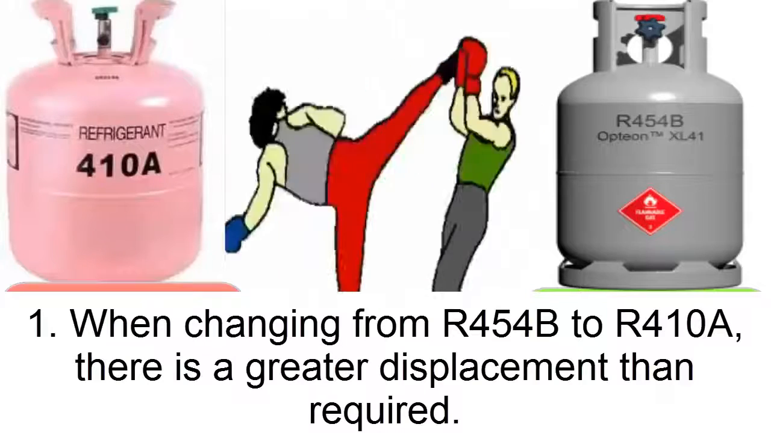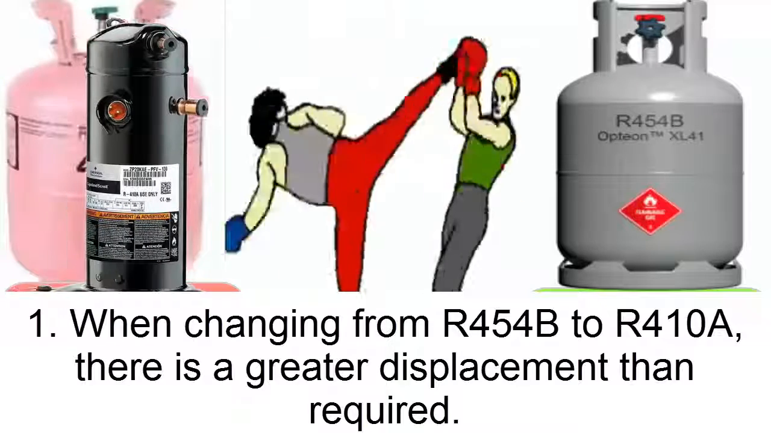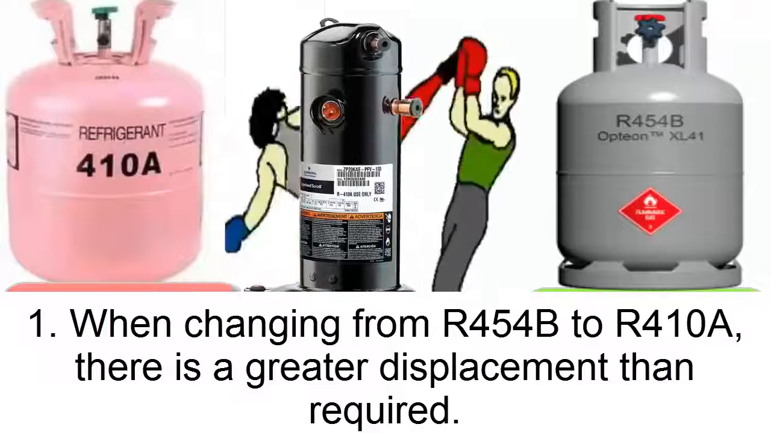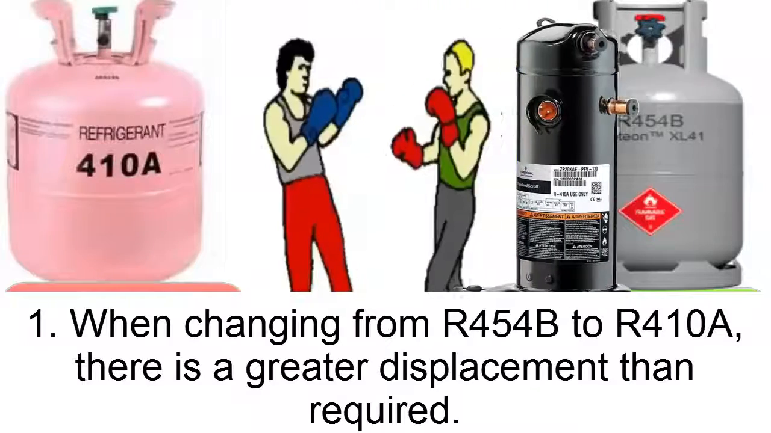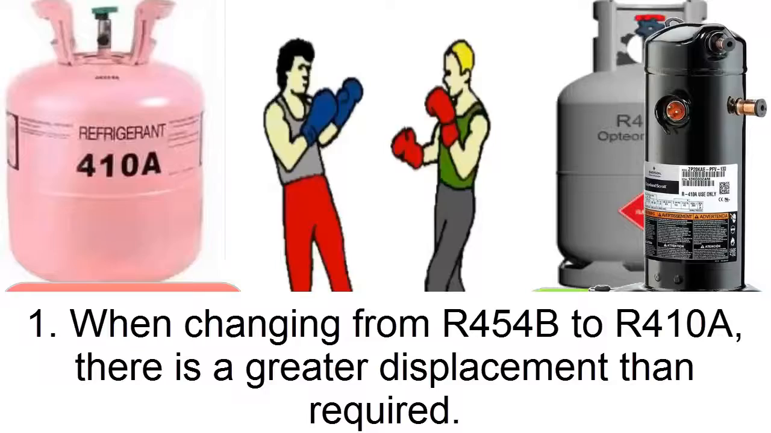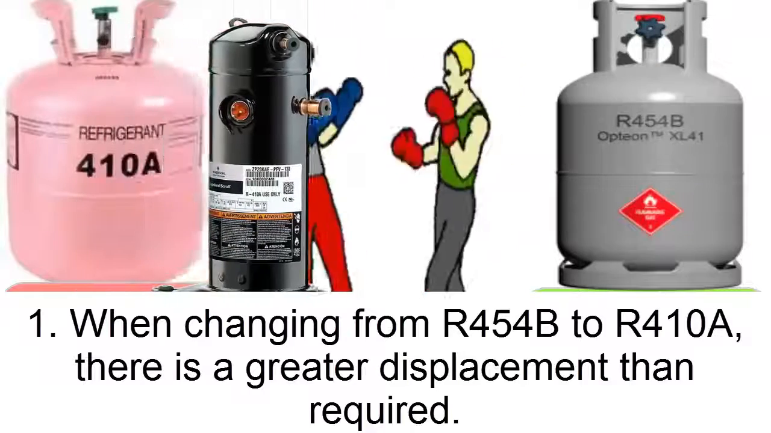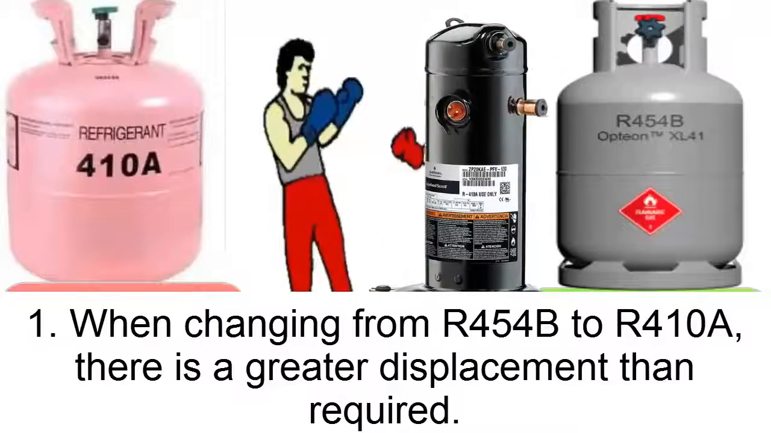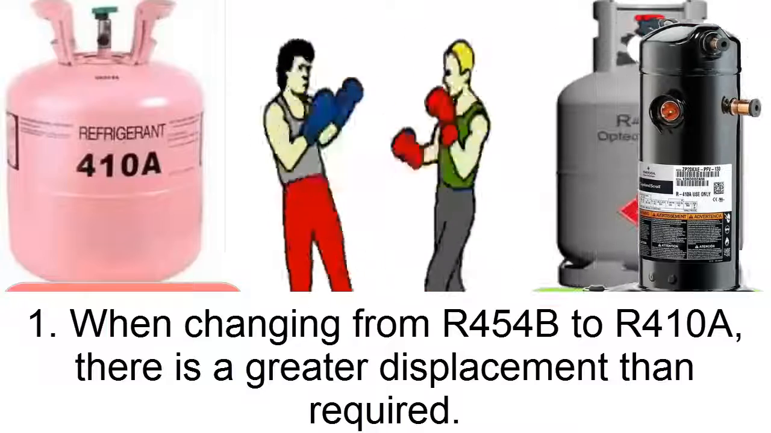1. Although R454B has similar heat transfer properties to R410A, its volumetric vapor density is slightly lower. This means that compressors designed for R454B tend to have a slightly larger displacement compared to those designed for R410A.